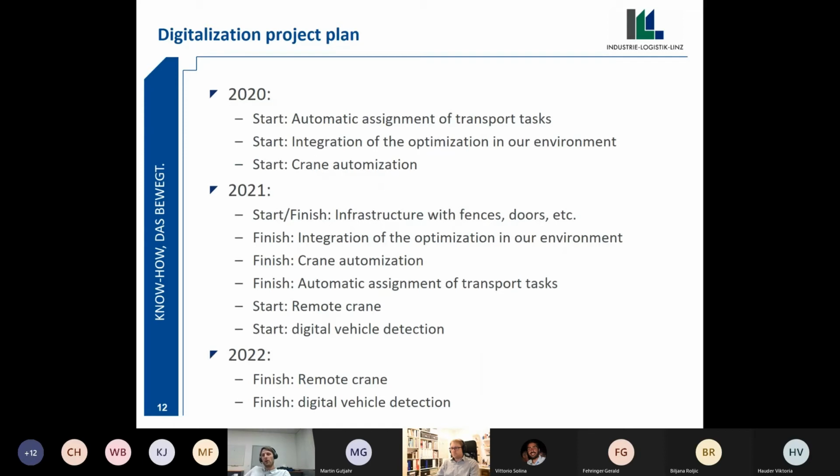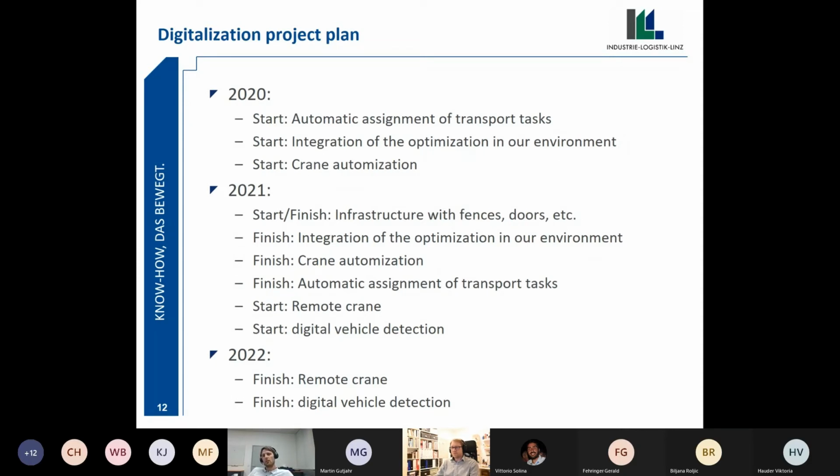To see how such a project plan could work, we have a timeline here. In the year 2020, we started the automatic assignment of transport tasks. We also started the integration of the optimization in our software environment, and we started the crane automation. In 2021, we want to start and finish the infrastructure issues. This includes the fans, the doors, and all this stuff.